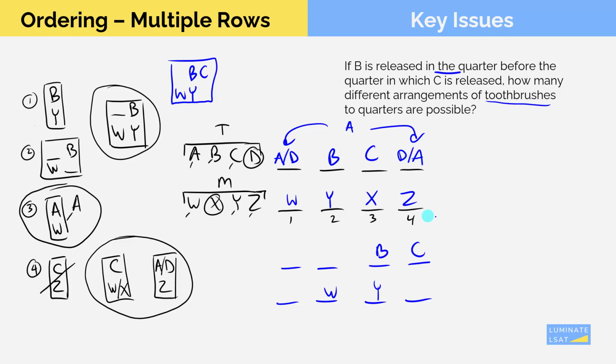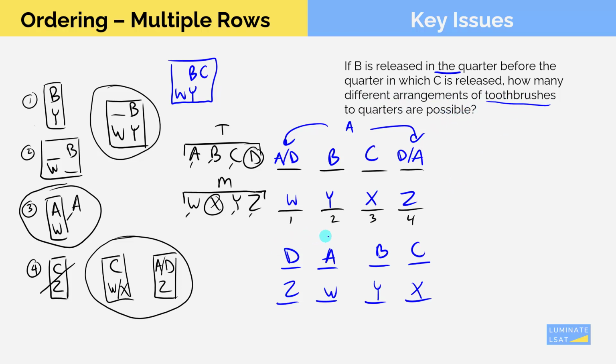Now let's take a look at our second world. And again, let's think about the A and W. A is either with W or after W. Well, there's no room for the A after W, so that means A will have to go with W like this. The next rule says C is either with W or X, and again, C is not with W, so that means C has to go with X, and that leaves only the D and the Z to go together like that.